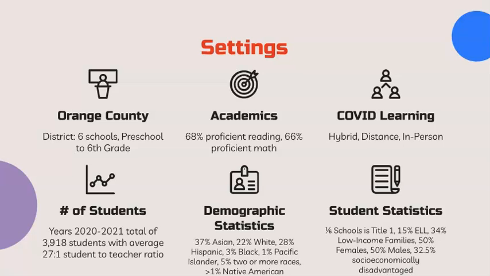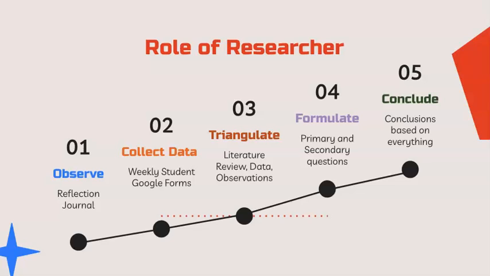Now, one important aspect of my district is that ever since COVID began, we actually had 3 tracks for students to choose: hybrid, distance, and in-person. As the researcher, what I did was I observed, I collected data, I triangulated, formulated, and made conclusions. What I observed from my students, I wrote in my reflection journals.